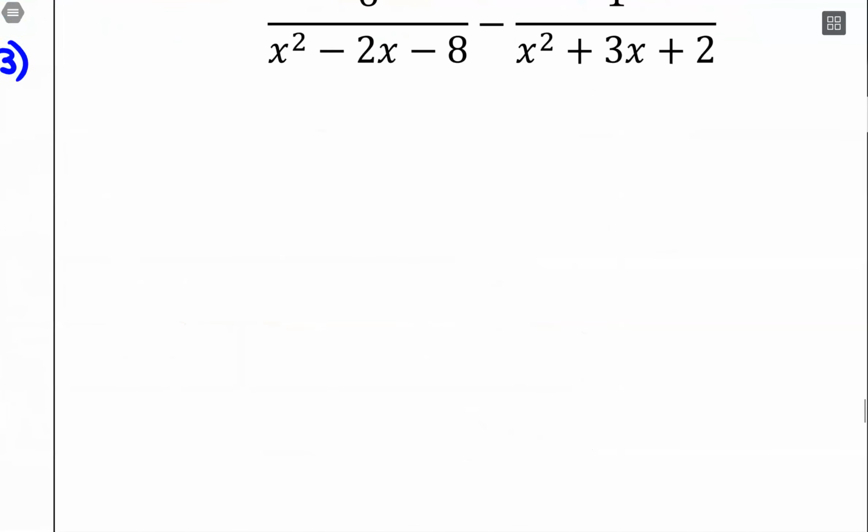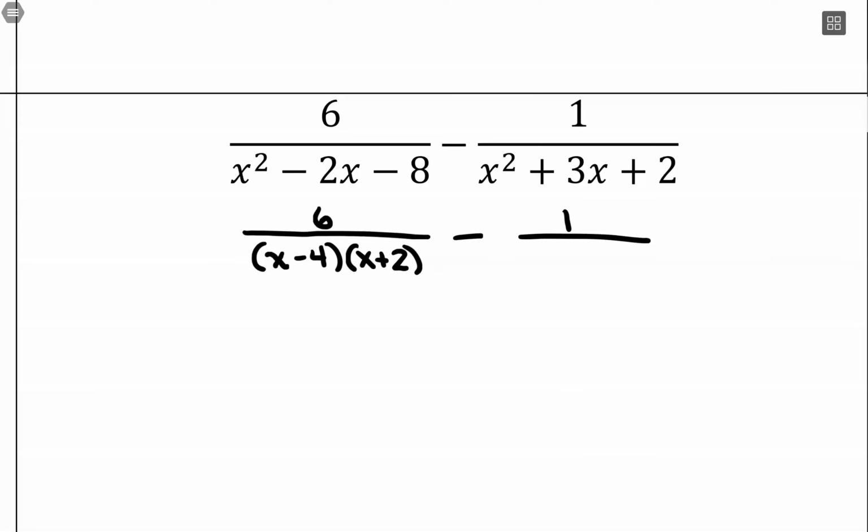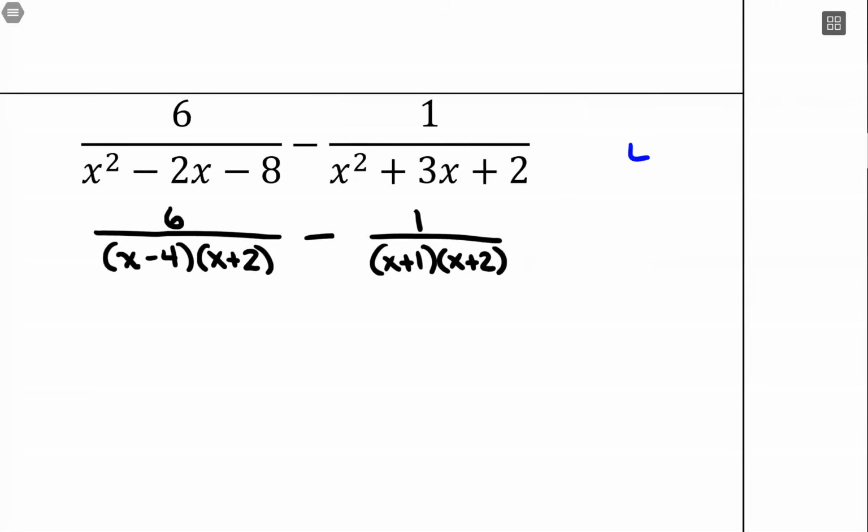All right, our last one here. So first step will be to factor the denominators. So this will be x minus 4 times x plus 2, and then minus 1 over x plus 1 times x plus 2. So for our least common denominator, we have the x minus 4, we have the x plus 2, we have the x plus 1.